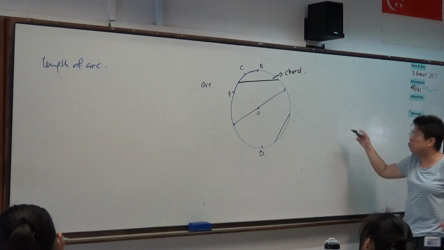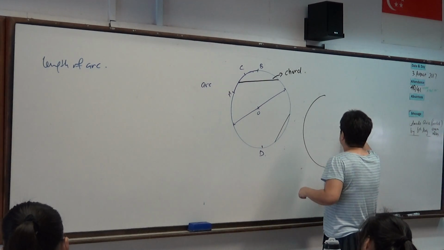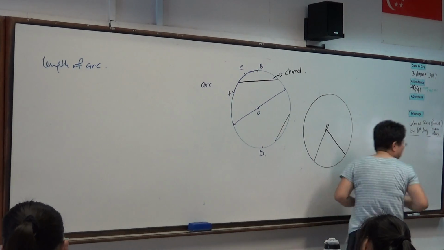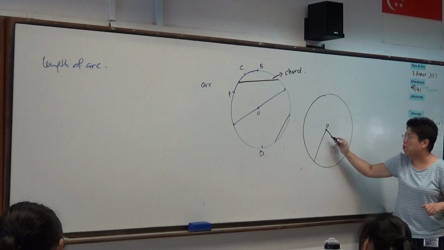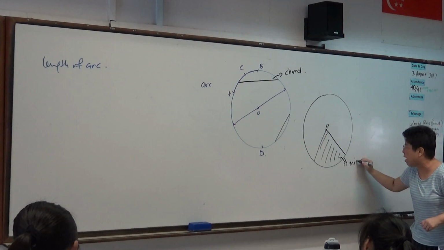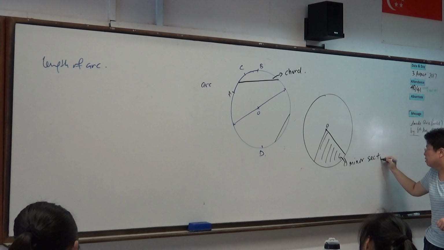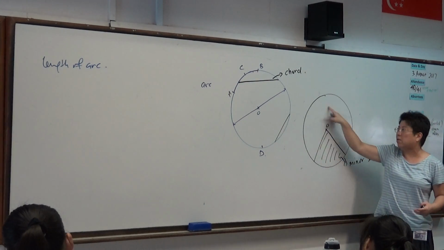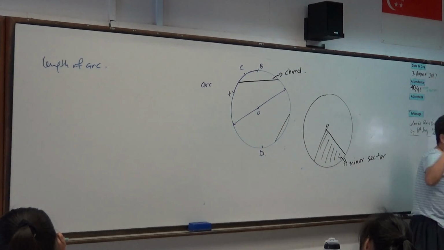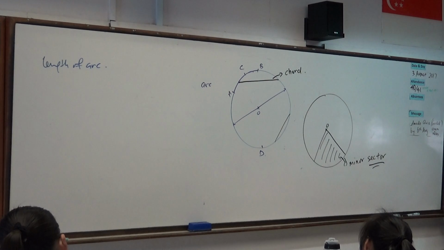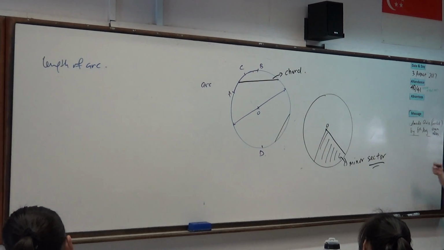So I'm going to draw 2 more circles. First thing, if you order pizza, they will cut. This shaded one is called the minor sector. It's a sector, cut out and eat. This side is called the what? Major sector. Everybody okay? It's called a sector. Make sure you know the name. Okay, then I'm going on to something else.